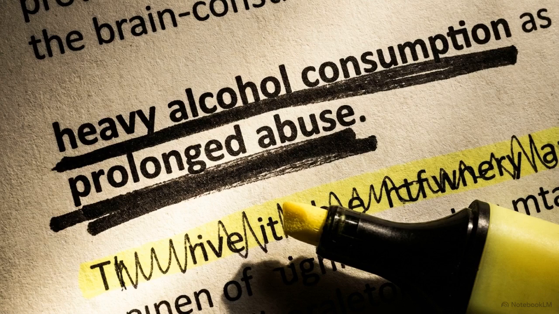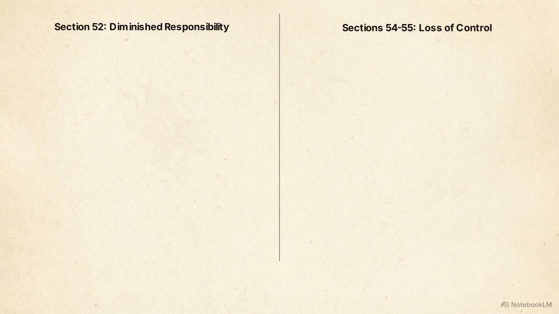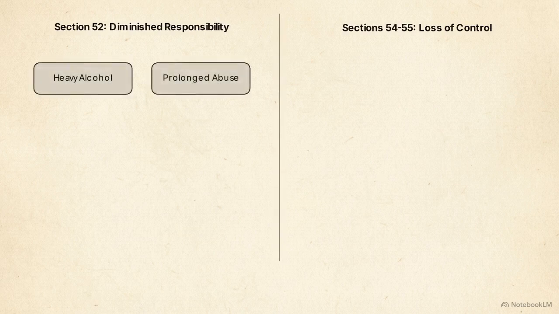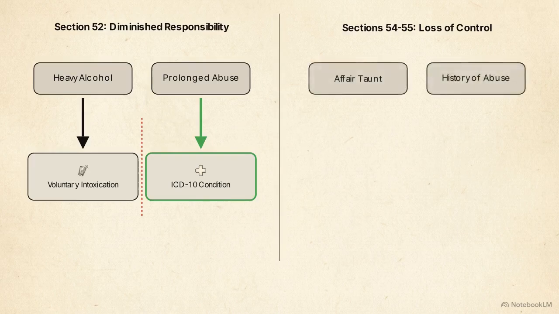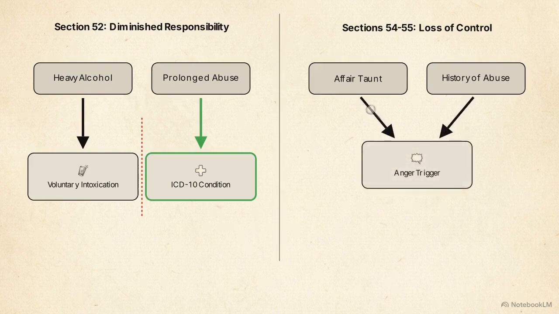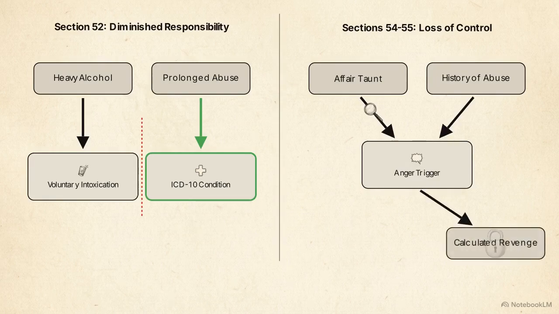We must test for a recognized ICD-10 condition, such as battered person syndrome or alcohol dependence, versus mere voluntary intoxication, applying the Dietschmann separation rule to see if the impairment stands on its own. Simultaneously, we apply the loss of control framework to the affair taunt. Using the Clinton ruling, the infidelity taunt provides essential context for an anger trigger alongside the abuse history, while checking the timeline to ensure the stabbing wasn't calculated revenge.